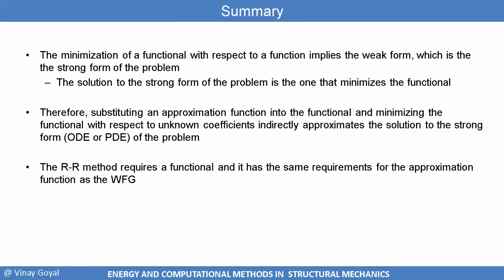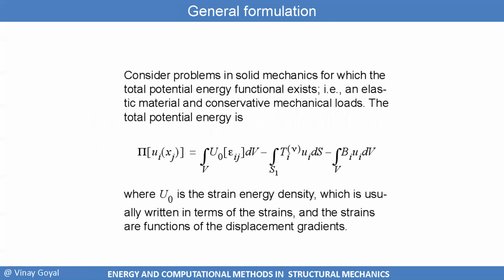So in summary, the minimization of a functional with respect to a function implies the strong form of the problem. We found out that was the Euler Lagrange equation. We can substitute an approximation function into the functional, minimize it, which is now a function with respect to the unknown coefficient, and that indirectly approximates the solution to the strong form or the Euler Lagrange equation. The Rayleigh Ritz method, though, requires a functional, and if you don't have it, you can derive it based on the governing equation. So let's look at a more general formulation of the problem.